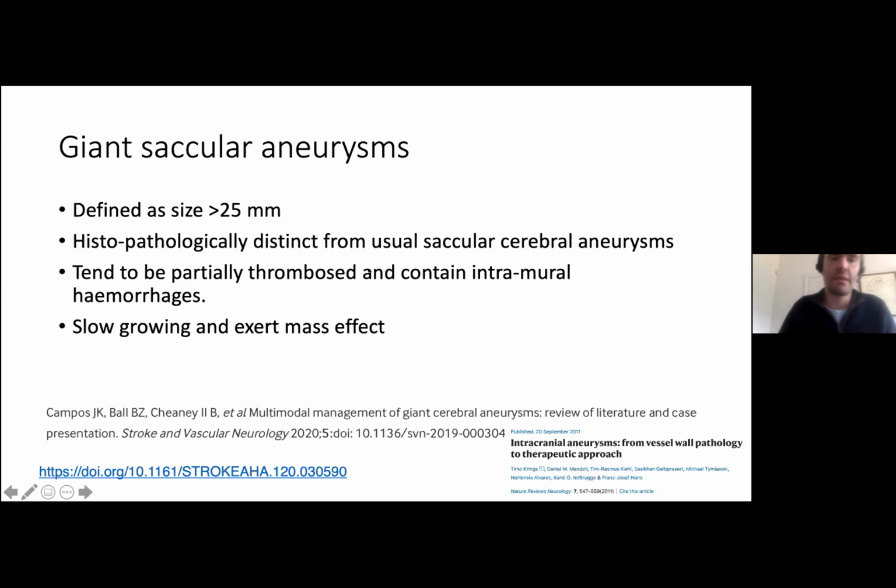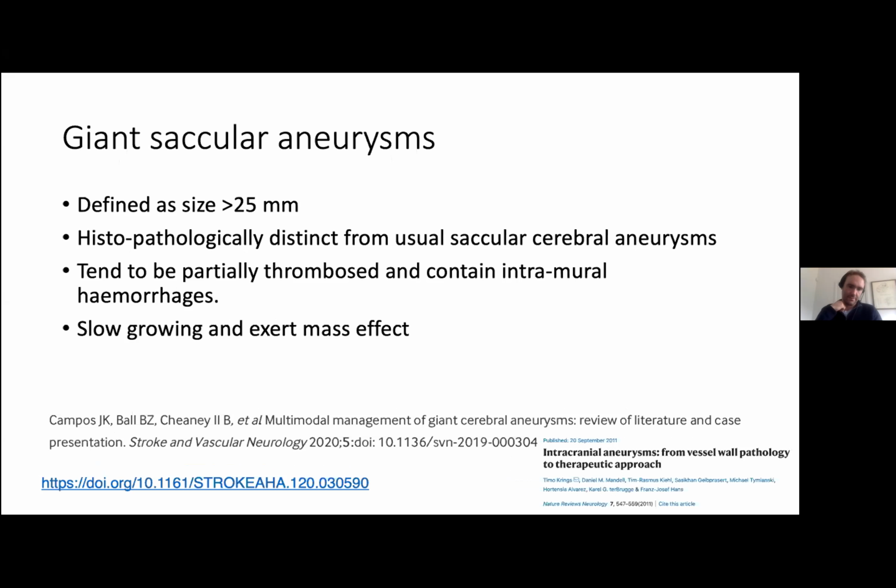They're histopathologically very distinct from your usual cerebral aneurysms. They tend to be partially thrombosed and contain intramural hemorrhages. They tend to be at lower risk of causing a subarachnoid hemorrhage and tend to cause problems through their mass effect. Okay, I was going to talk a little bit about it.